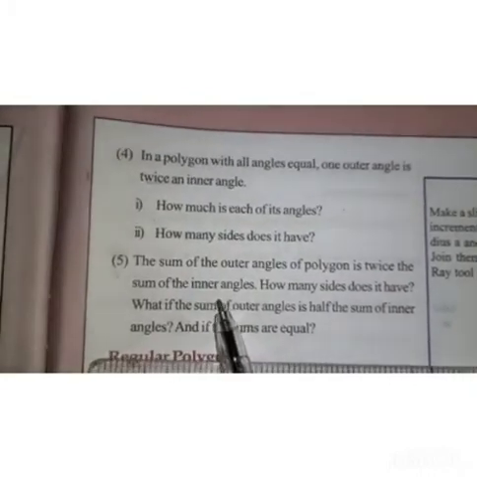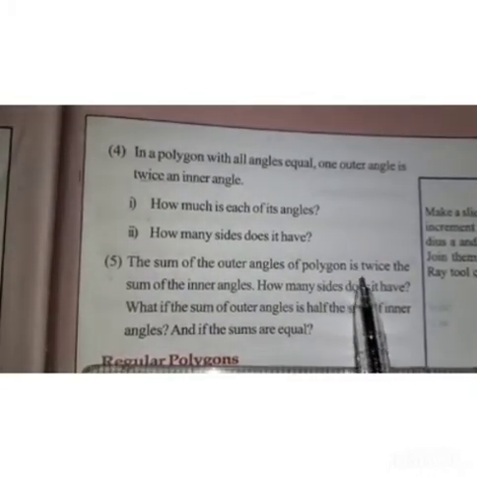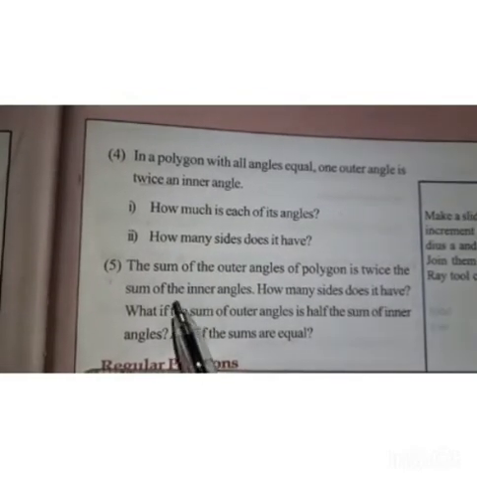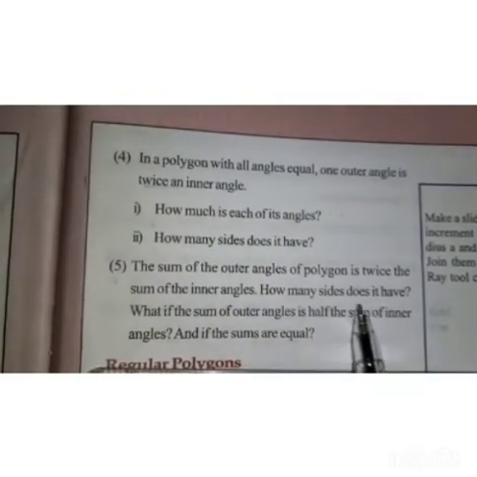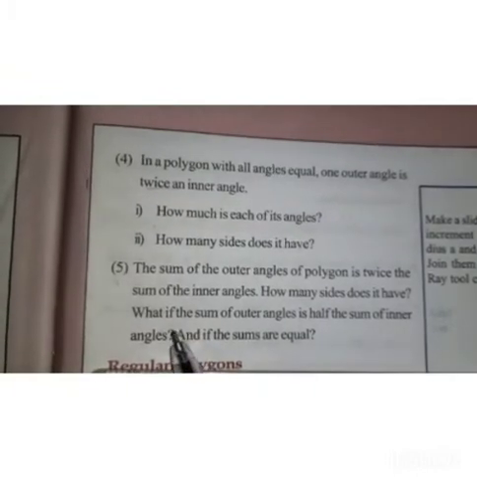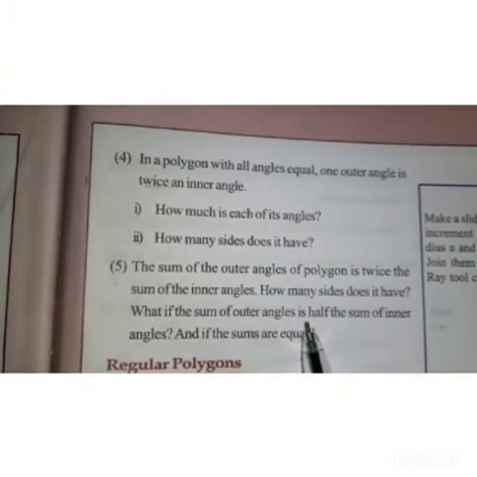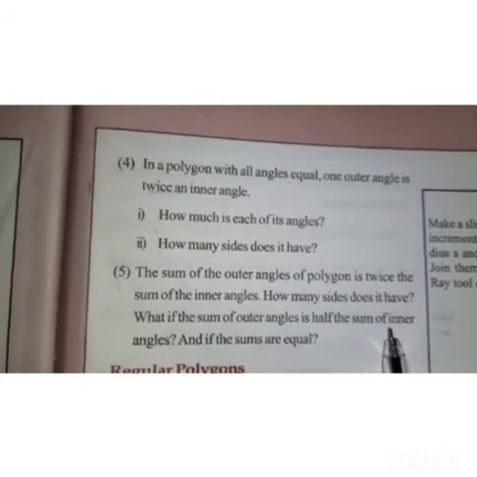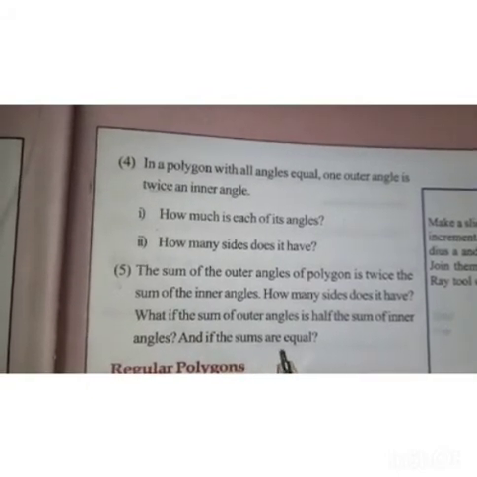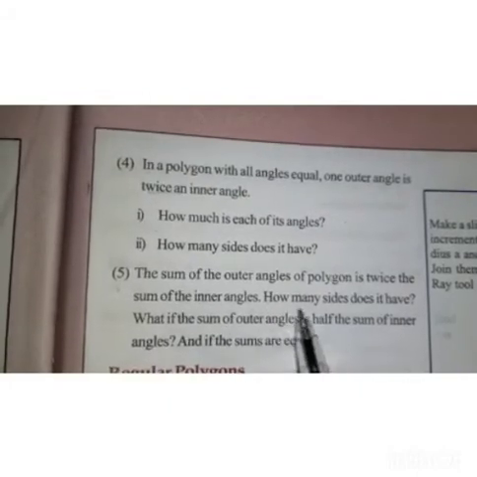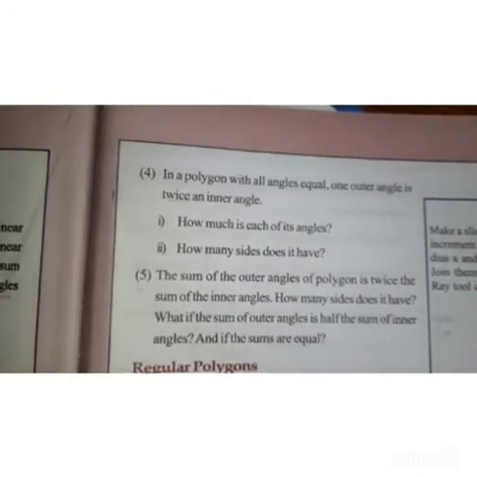Next, fifth question. The sum of the outer angles of a polygon is twice the sum of inner angles. How many sides does it have? What if the sum of outer angle is half the sum of inner angle, and what if the sums are equal? So 3 questions you have to find out.